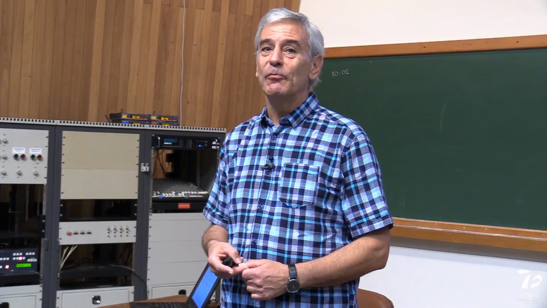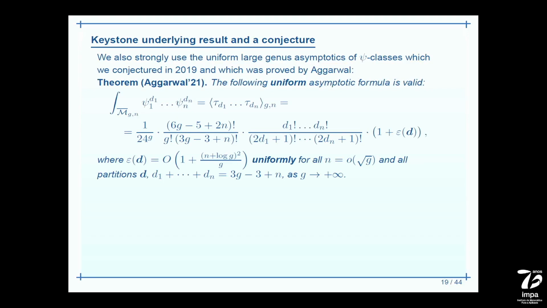And to my mind, the beauty of this formula is that, first, it is simple. And second, it's a uniformly good approximation for tons of partitions. And actually, the proof is also beautiful because the proof is based on a very deterministic recursion.